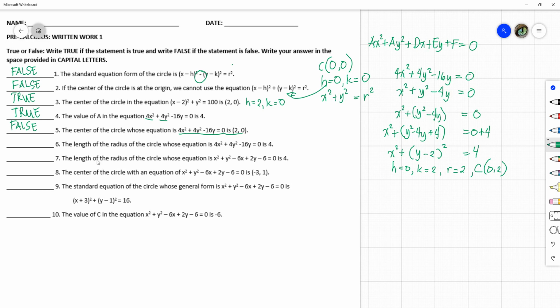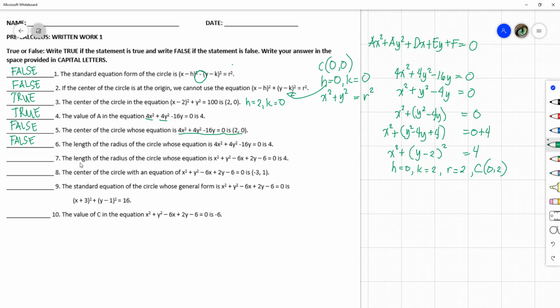Okay. The length of the radius of the circle whose equation is 4x squared plus 4y squared minus 16y equals 0 is equal to 4. Since the solution here, our r should be equal to 2, which is the length of the radius. Therefore, this is false again.